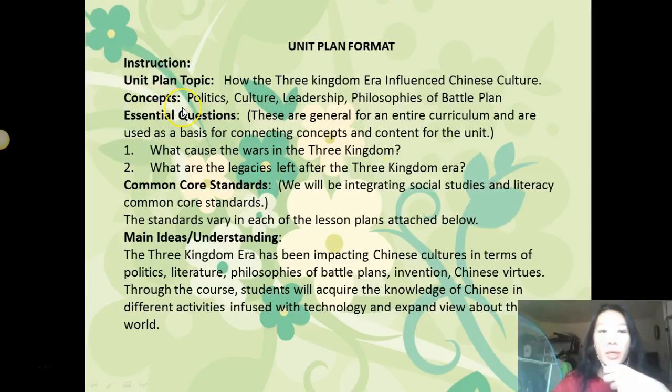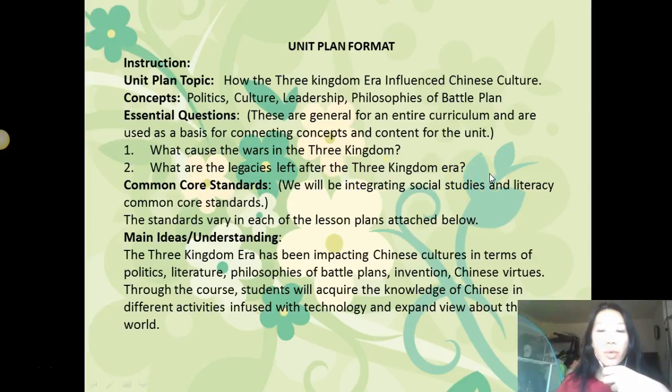Here, I mark when I decided to share this period of time. I would like to share the latest cultural leadership philosophies of a ghetto planet. And the essential question I would like to bring up here: what caused the wars in the Three Kingdoms? I believe it is strongly related to the geography, of course. And the second question: what are the legacies left after the Three Kingdoms era?